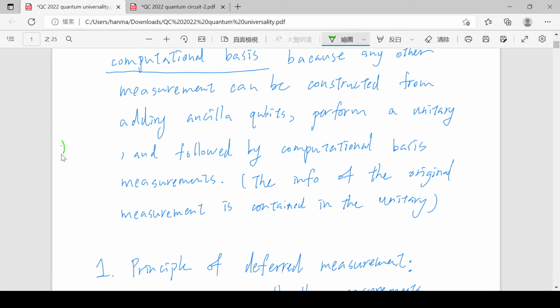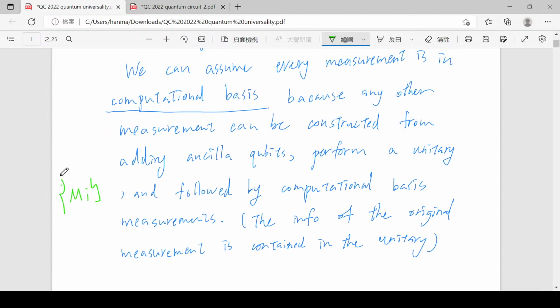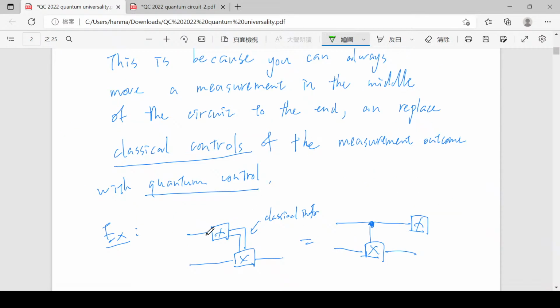So just remember, a general measurement is defined by a set of measurement operators Mi. That's the most general measurement. But you can prove that to do any kind of general measurement, you have some state, then you just need to add some ancilla initialized with 0, do some unitary that has a relation with this M, and do a computational basis measurement on your ancilla, and that will have the same effect as doing those Mi.